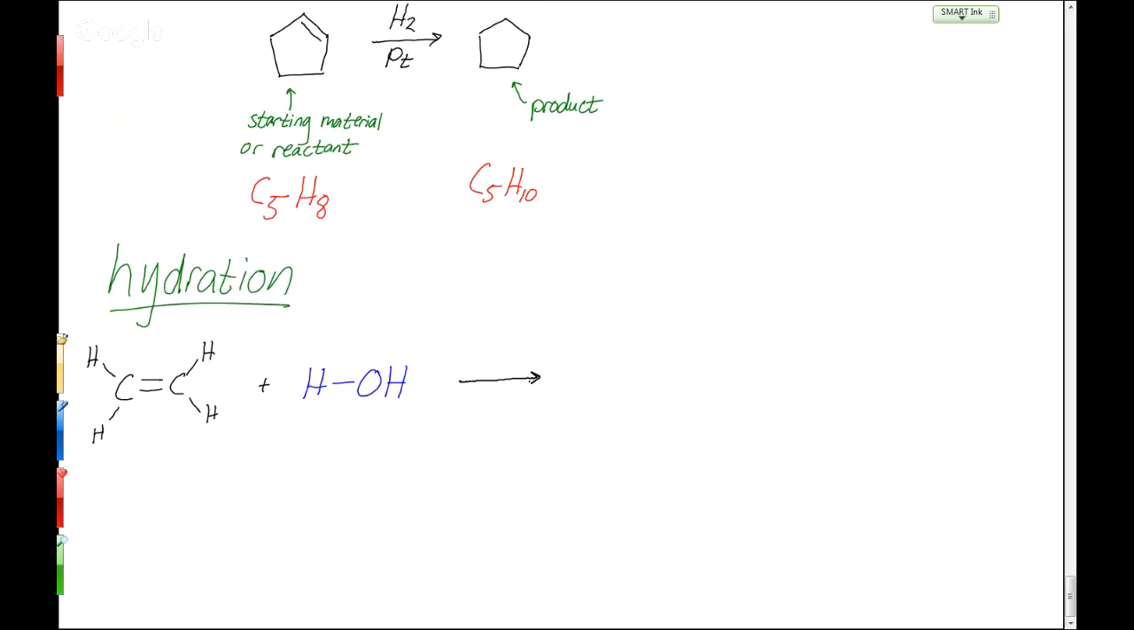And just as with the hydrogenation, water doesn't just nicely add to ethene. The activation barrier is too high. So we need a catalyst again. This time, instead of a metal catalyst, we use an acid catalyst. So you'll usually see this written as H plus or H3O plus, and that indicates an acid catalyst. And that's going to add in the same way that the hydrogen did. So one piece goes to one carbon and one piece goes to the other carbon, and that makes our product look like this.